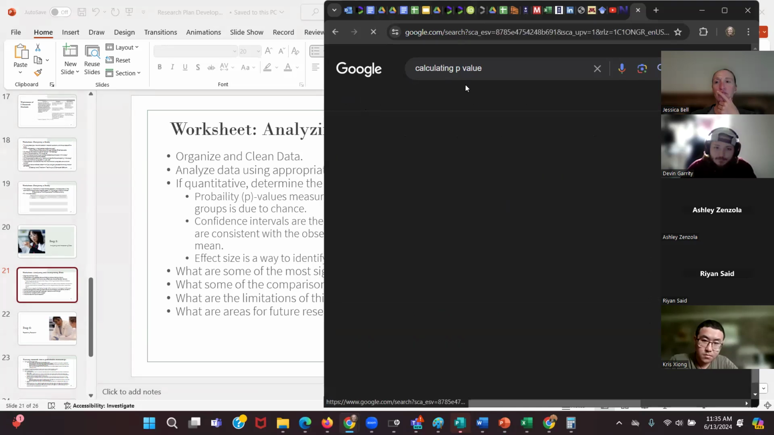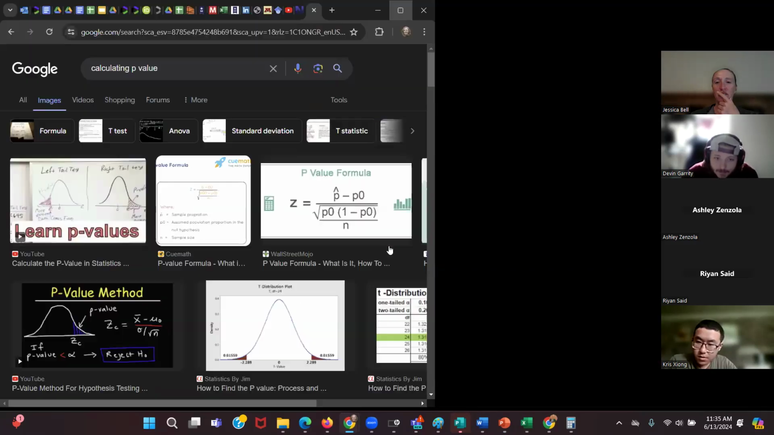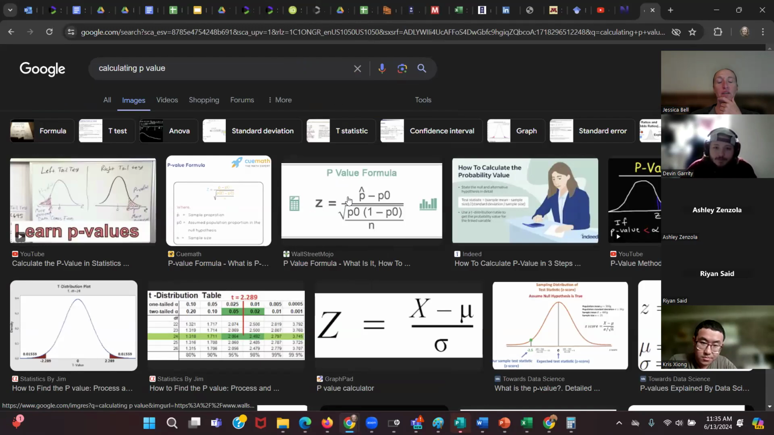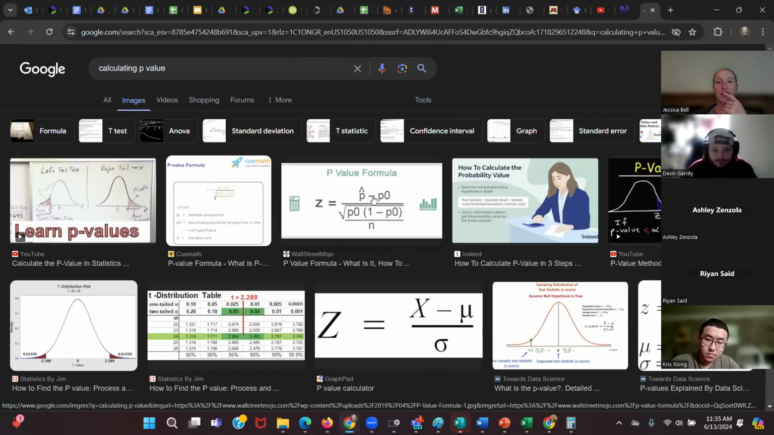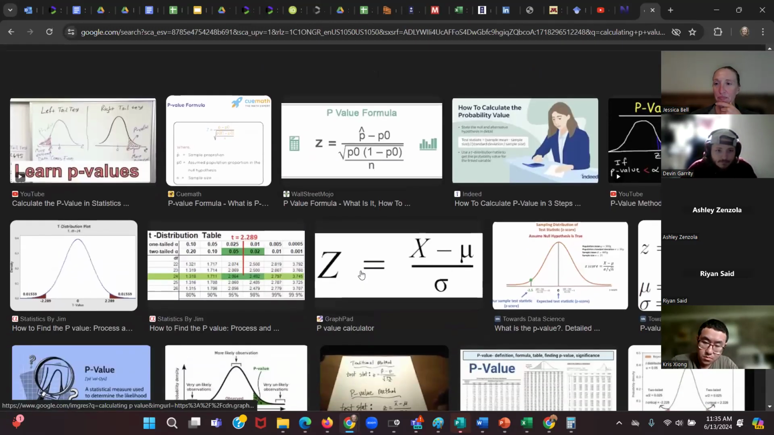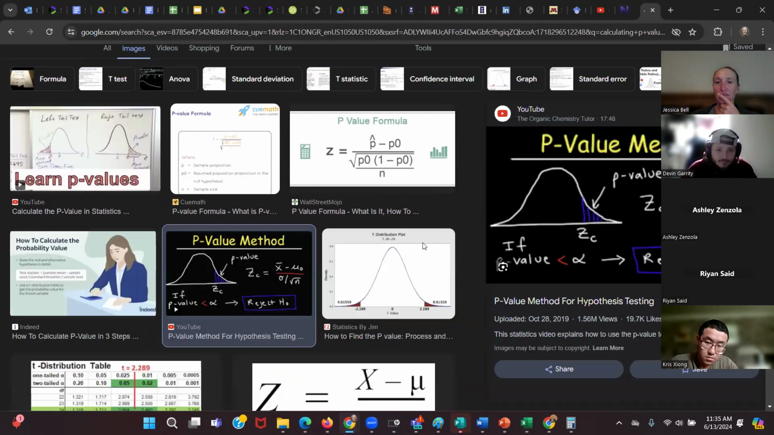Let's just look at an image. All right, so the p-value formula is this. Now, the z and the n, I don't necessarily know. Yeah, that kind of looks familiar from statistics. We can just do this.